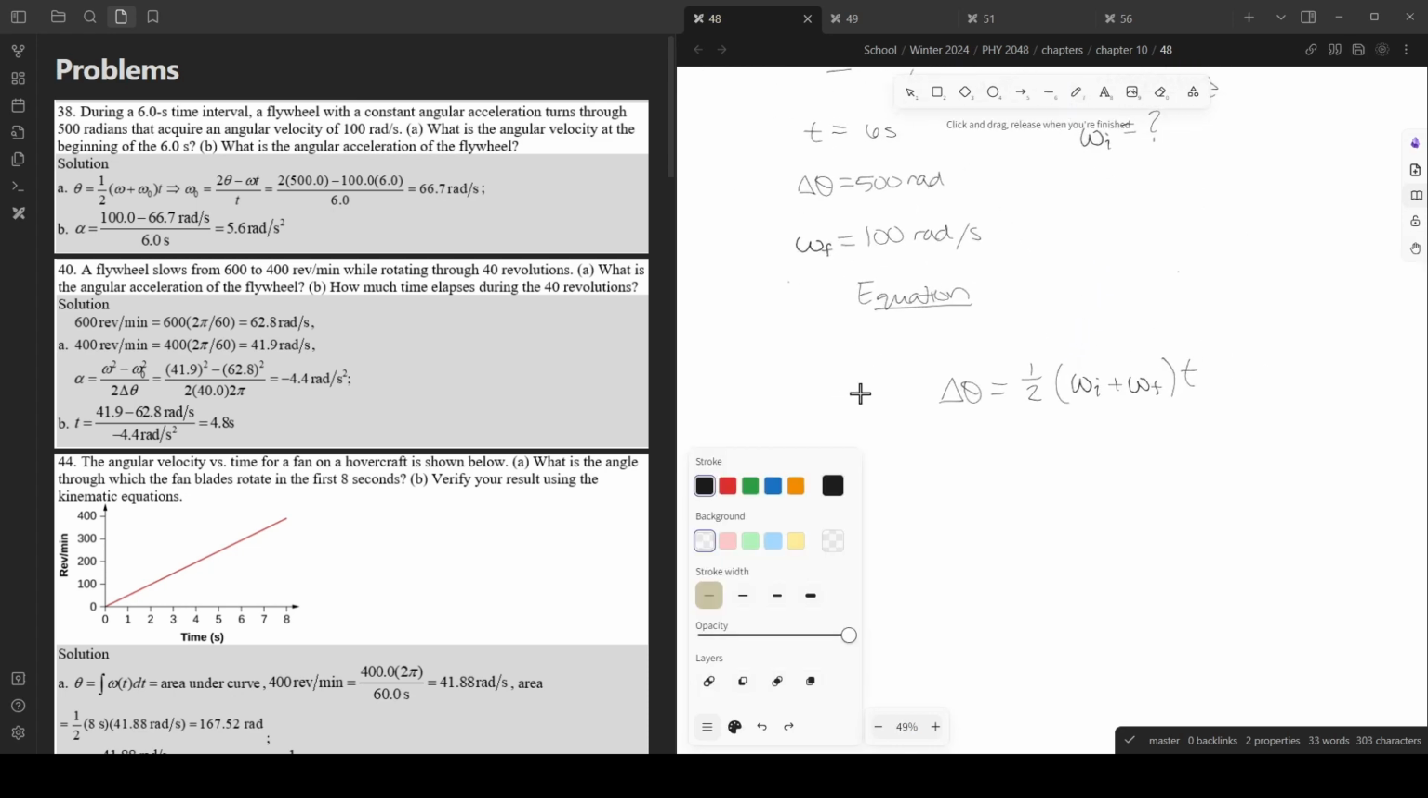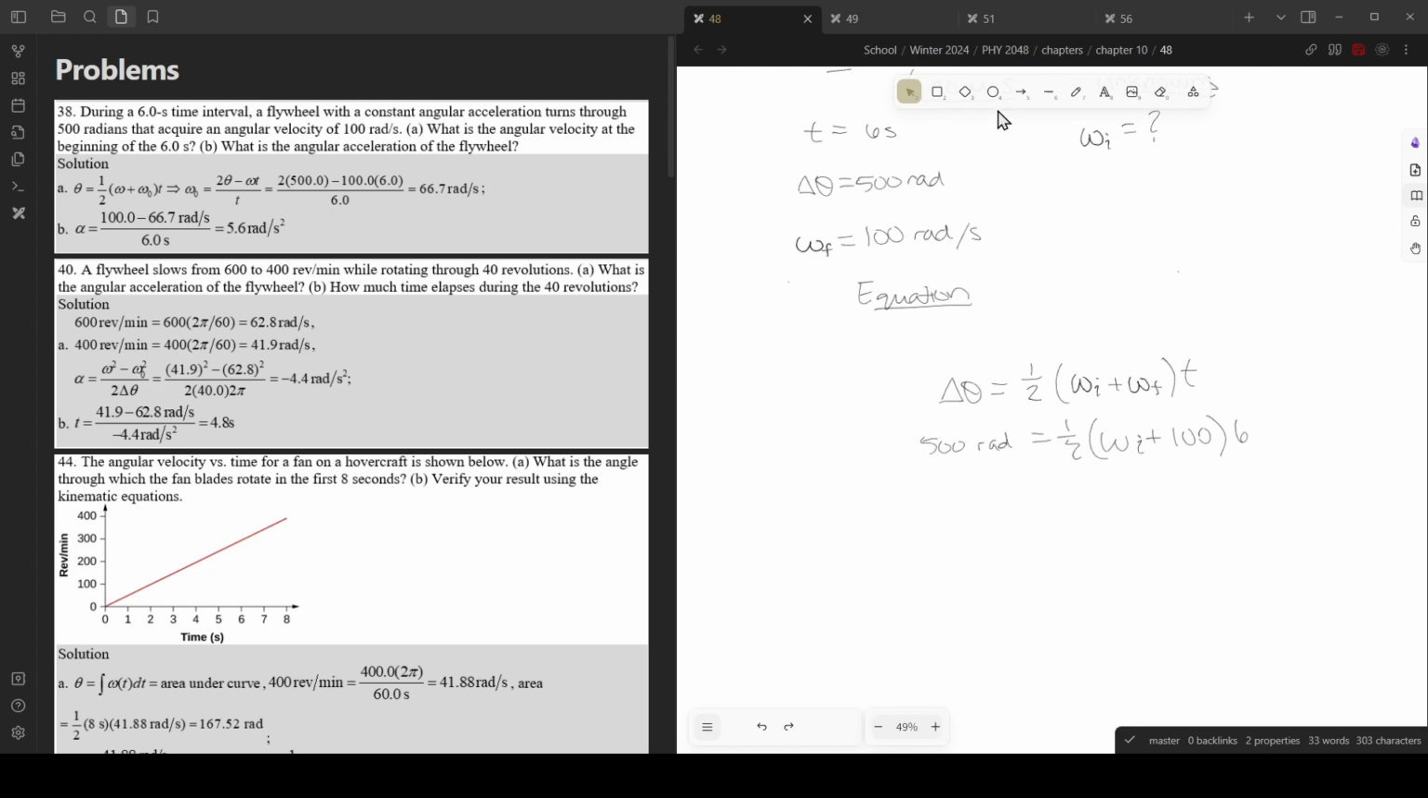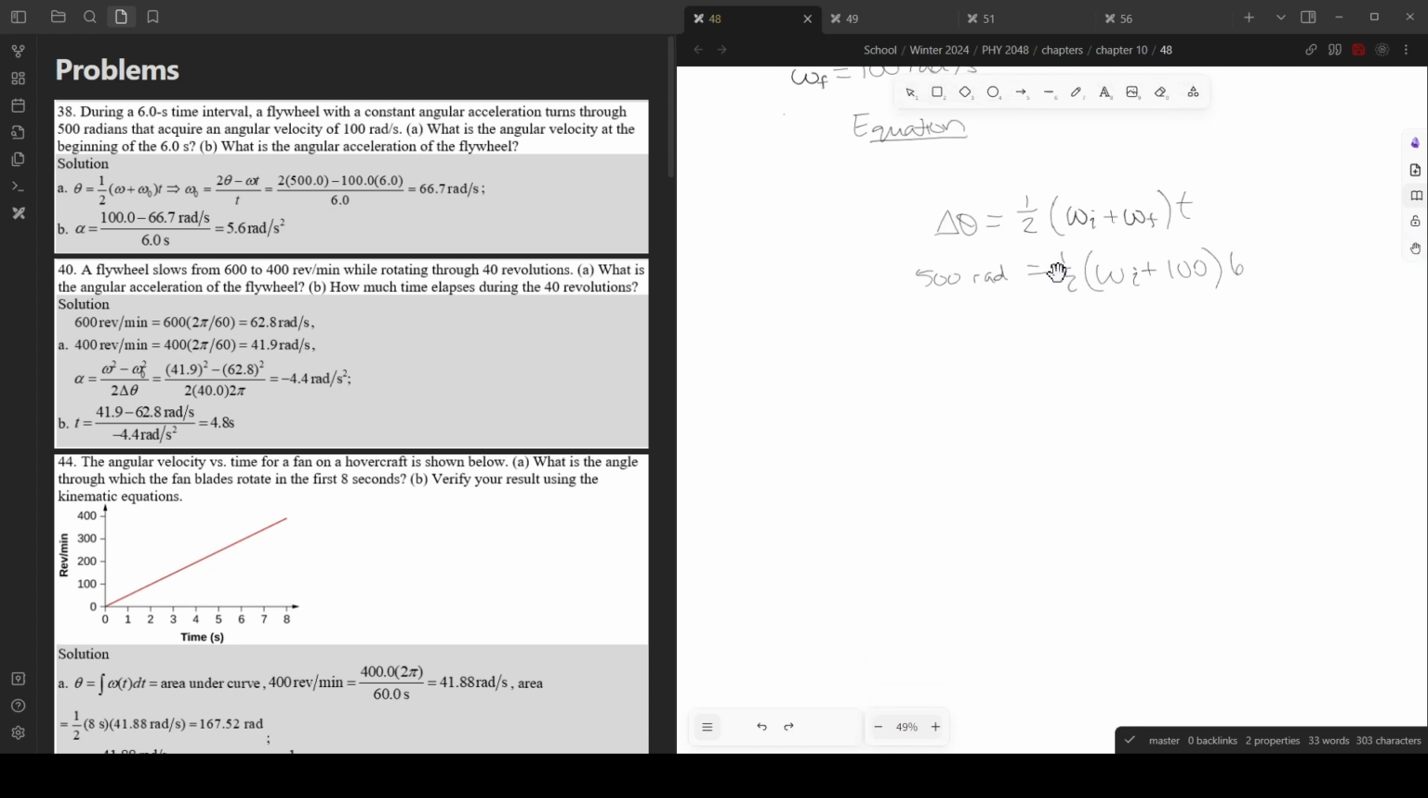Just zoom out a bit. So delta theta is 500 radians. Our omega initial is unknown. Sorry, I keep saying W, oh my gosh. Our omega initial is unknown, and our omega final, they said it acquired 100 radians per second, its angular velocity. So 100. And then our time interval is 6 seconds. So this is our equation.